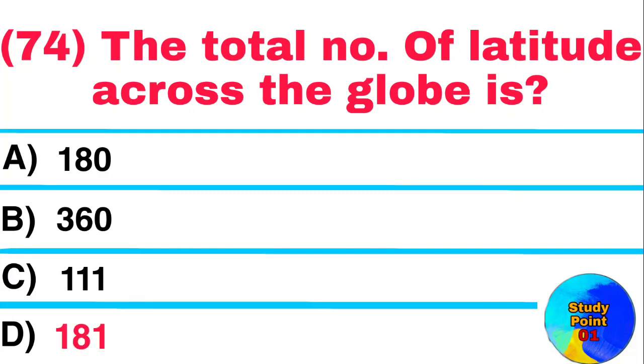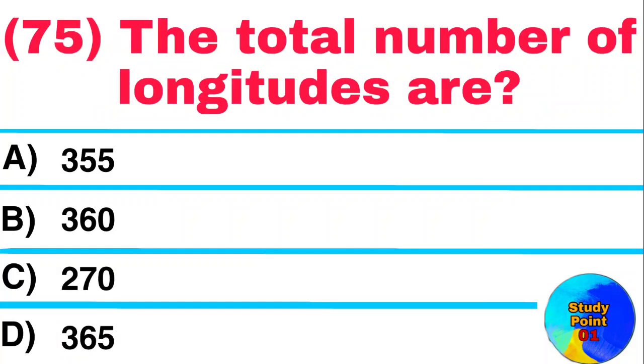Answer. 181. Question. The total number of longitudes are A. 355, B. 360, C. 270, D. 365. Answer. 360.